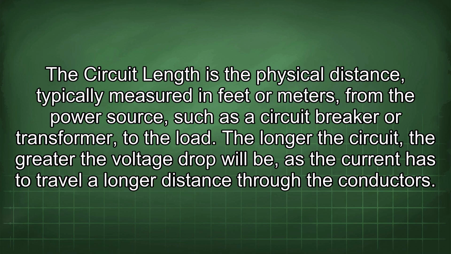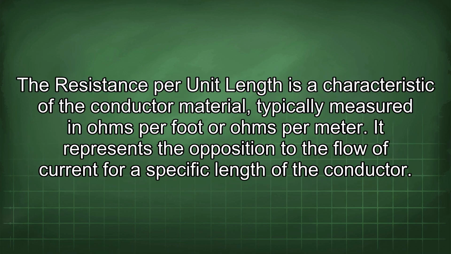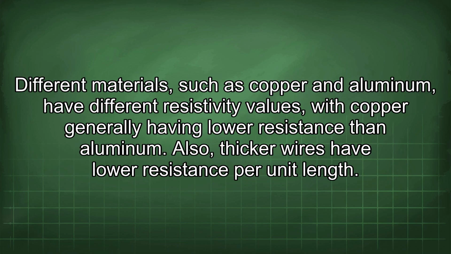through the conductors. The resistance per unit length is a characteristic of the conductor material, typically measured in ohms per foot or ohms per meter. It represents the opposition to the flow of current for a specific length of the conductor. Different materials, such as copper and aluminum, have different resistivity values, with copper generally having lower resistance than aluminum. Also, thicker wires have lower resistance per unit length.